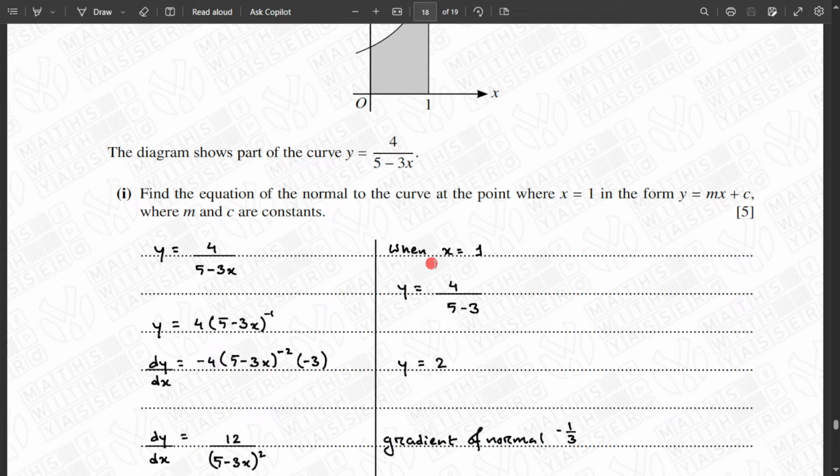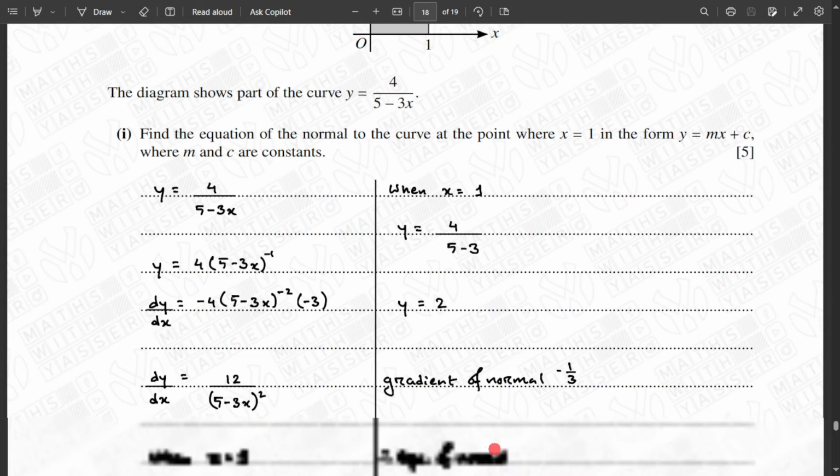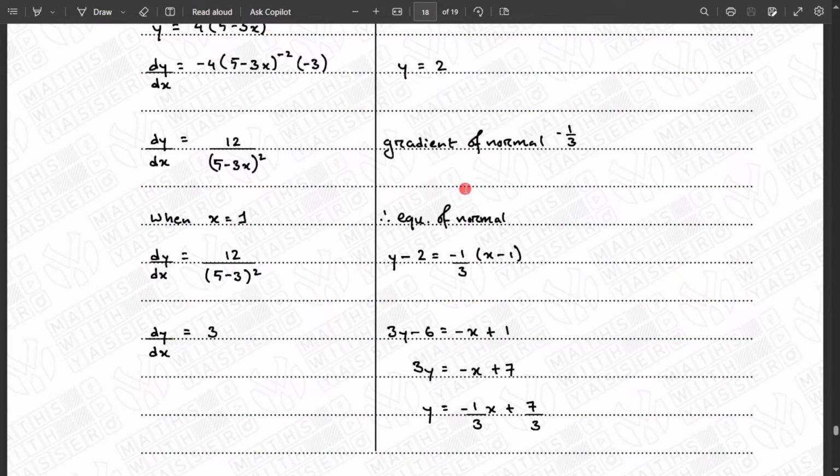Also, we need to find the y coordinate when x equals 1. So y should be 4 over (5 minus 3), which gives us y equals 2. Now we have the gradient, and also the x and y coordinates. But the gradient that we have is for the tangent. When we differentiate y, we get the gradient of the tangent to the curve. So if the gradient of the tangent is 3, the gradient of the normal should be minus 1 by 3.